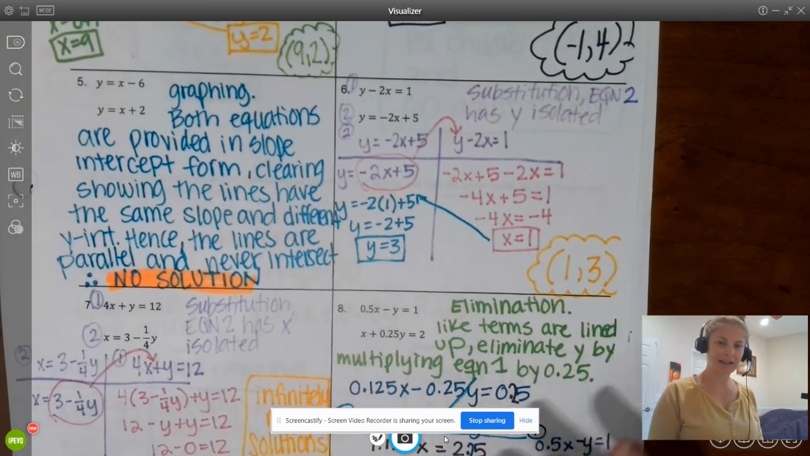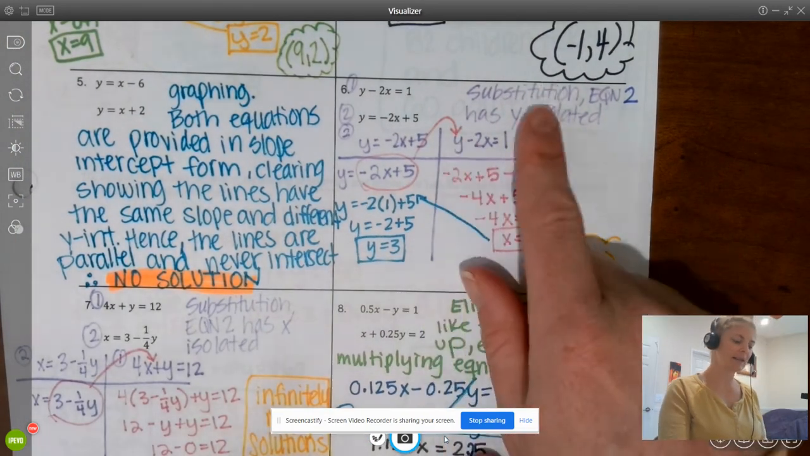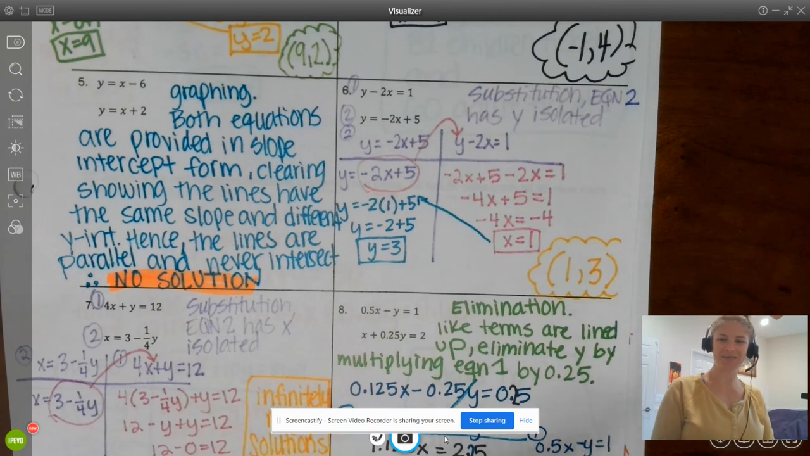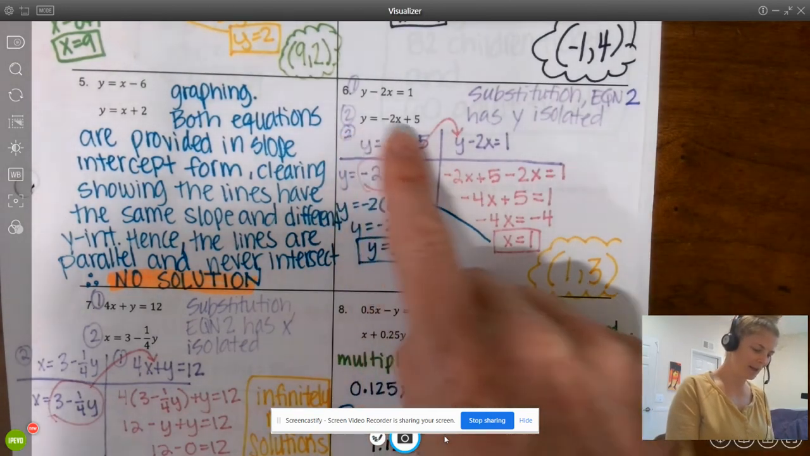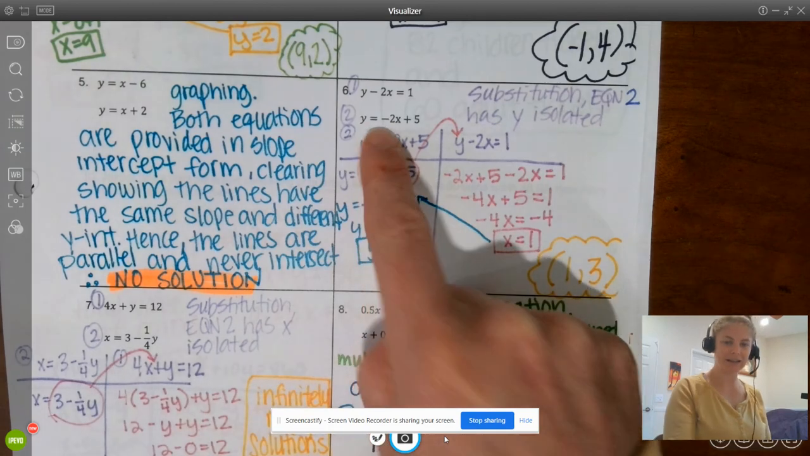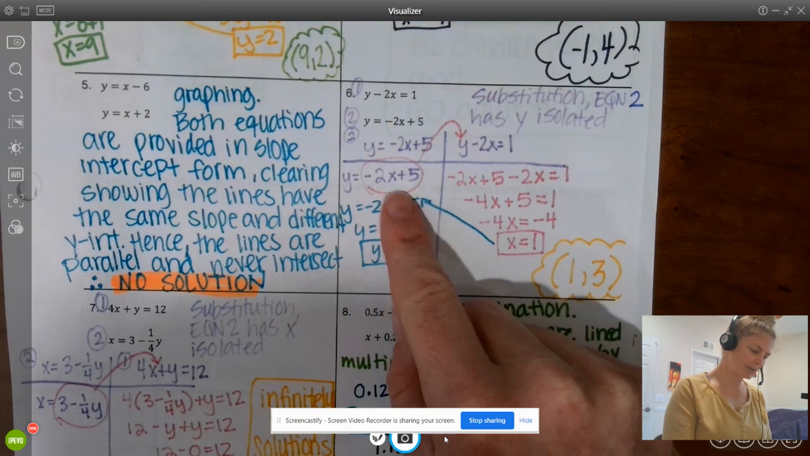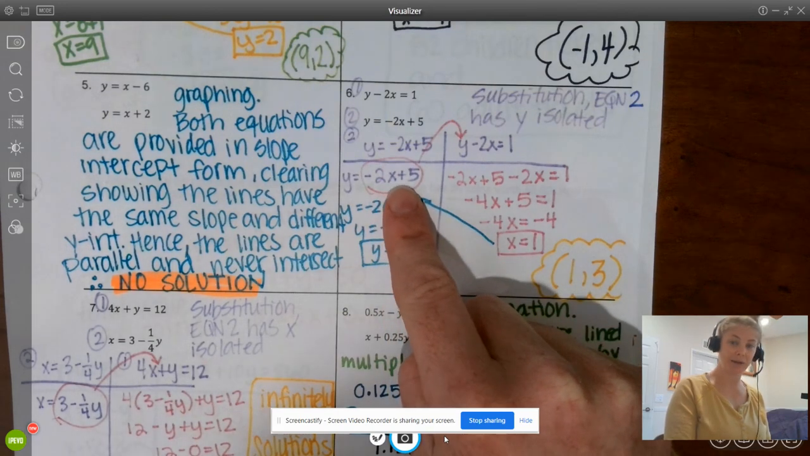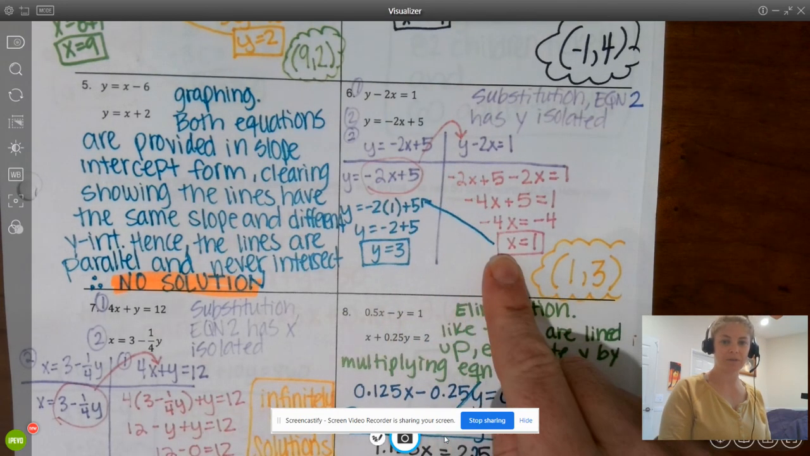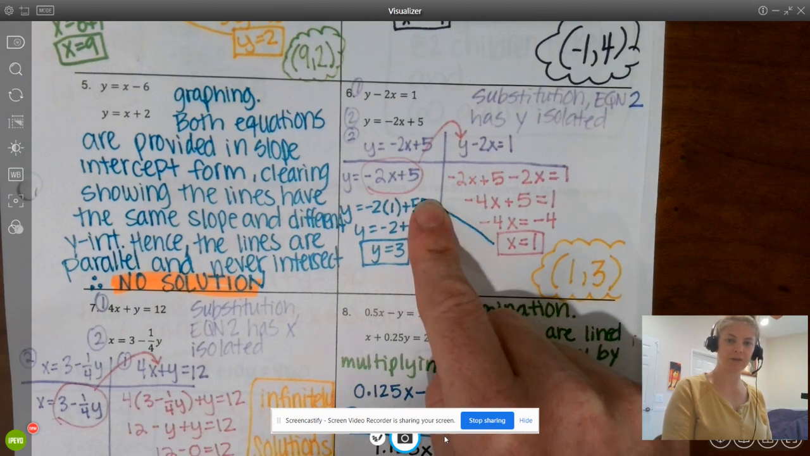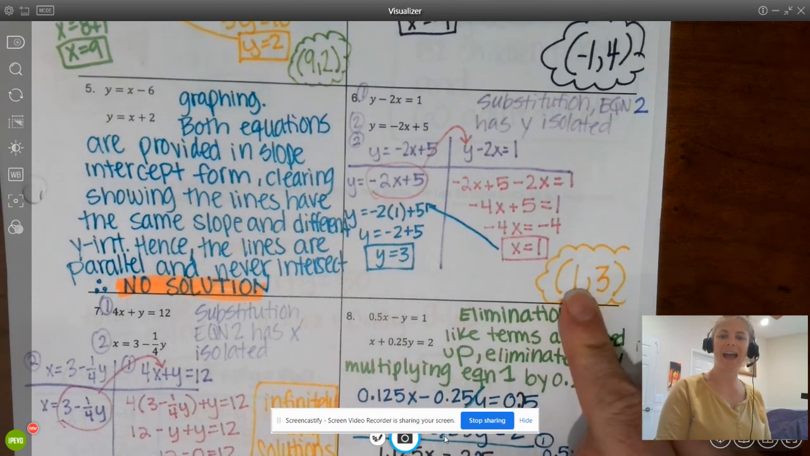Taking a look at 6, substitution was the most efficient method. Hopefully you got that, because in equation 2, the y is already isolated. From here, I substituted in that y value, which is negative 2x plus 5, in for y, and solved for x, and I got x equals 1. Substituted that back into the equation where y is isolated, and I got y to be 3, and finally wrote my answer as an ordered pair, (1, 3).